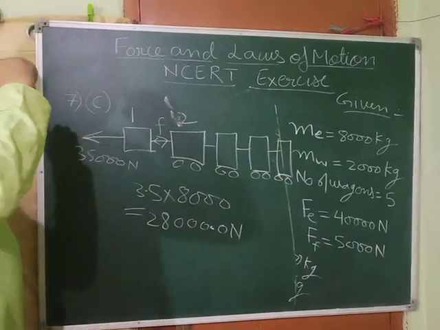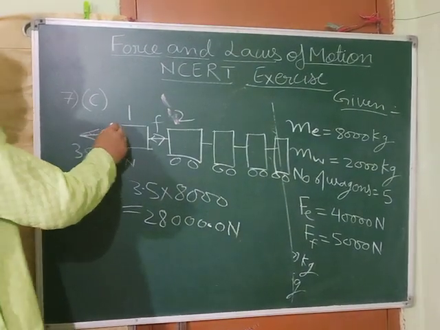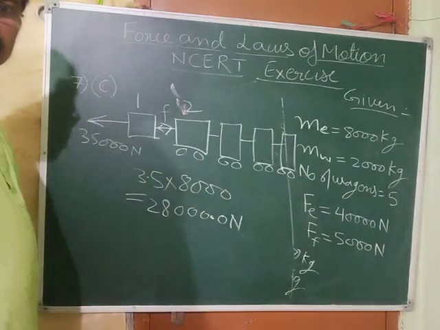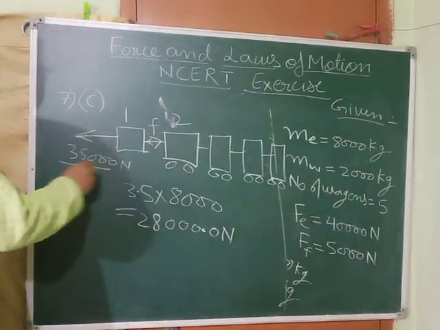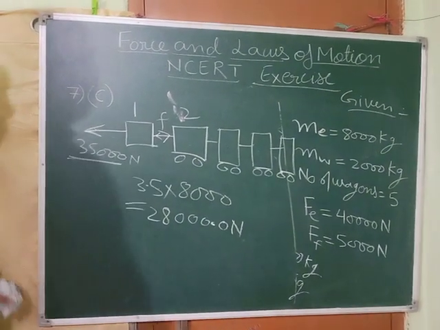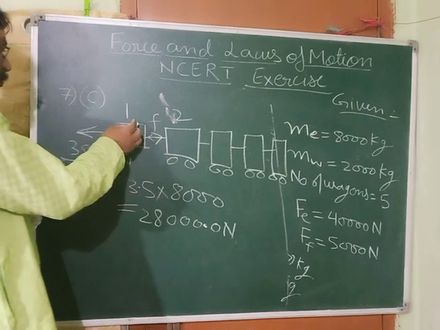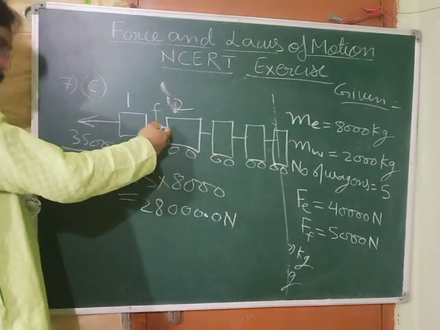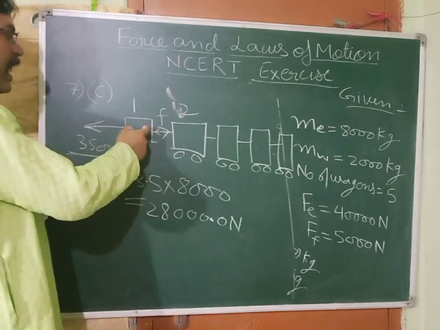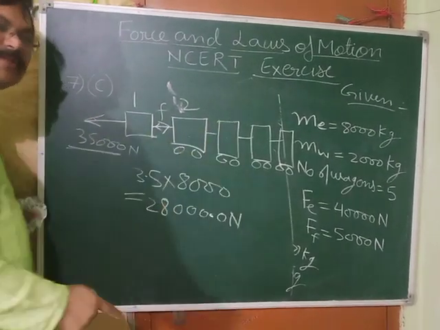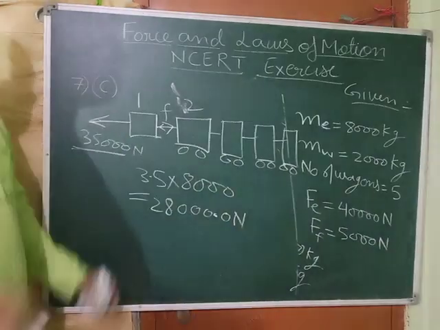Clear? Now see, we know that the total force applied by the engine after removing the frictional force is 35,000 Newton. That is the force which is causing acceleration. Now, when it is moving in this direction due to this force, it will pull this in this direction. And as it is going to pull in this direction, this will also pull this in the backward direction with the same force, because action reaction force will be acting.